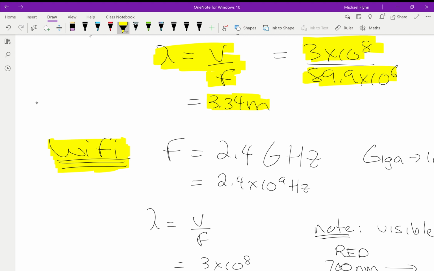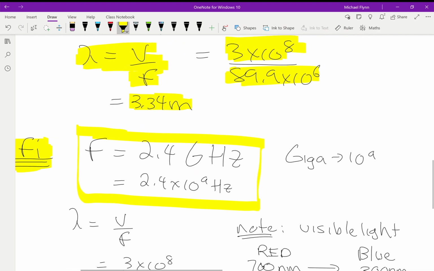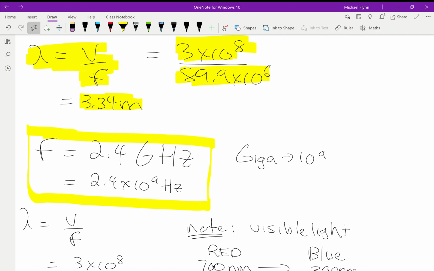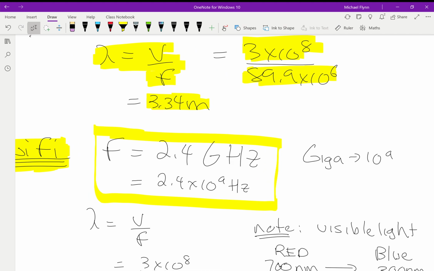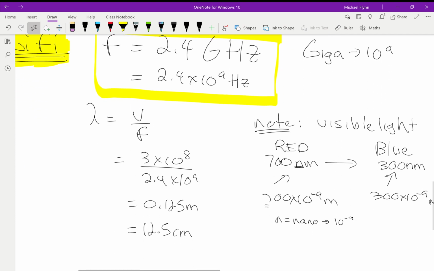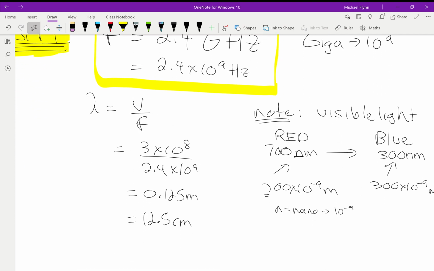All right, so here's the deal. The frequency of Wi-Fi, the low band of Wi-Fi at least, is 2.4 gigahertz. Now, giga means 10 to the 9. It actually means it's 1,000 mega, which means 10 to the 9 instead of 10 to the 6. So again, we'll repeat our calculation. Wi-Fi is still a radio wave, and so it still travels at the same speed, 3 times 10 to the 8. But how long are these waves? Well, we put the numbers in, and we get 0.125 meters. That's just 12.5 centimeters. So these are a lot shorter.